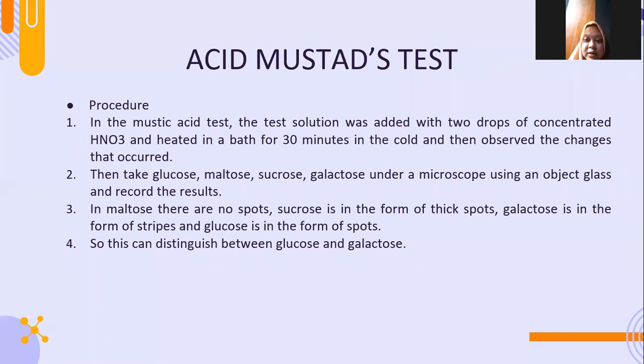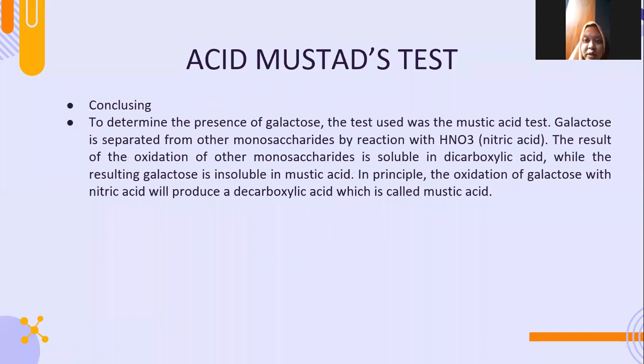And the principle in the mustard acid test is the reaction of saccharide with HNO3 or nitric acid. The result of the oxidation of other monosaccharides is soluble carboxylic acid, while the galactose product is insoluble in mucic acid. In principle, the oxidation of galactose with nitric acid gives a carboxylic acid which is called mucic acid.